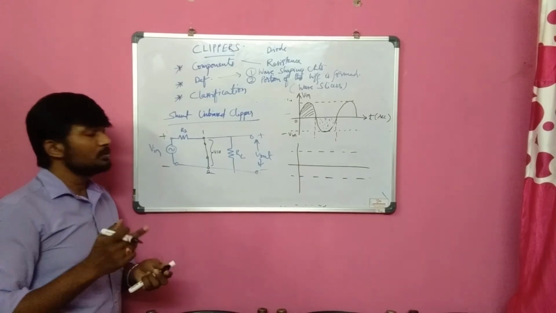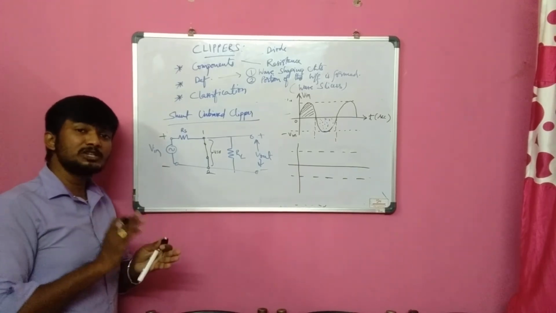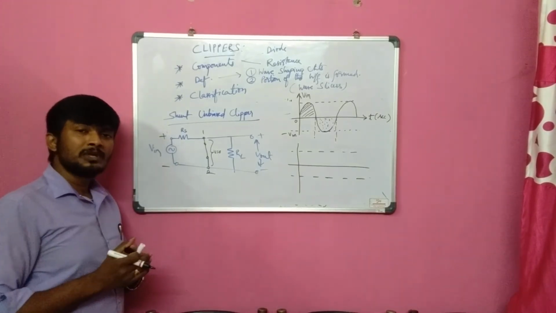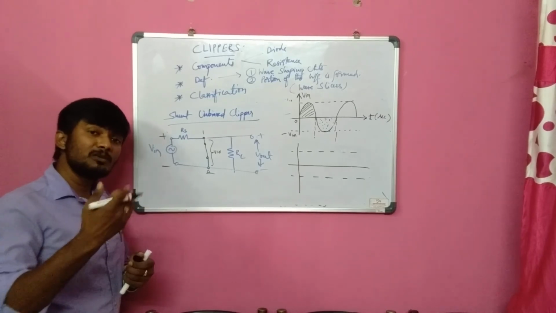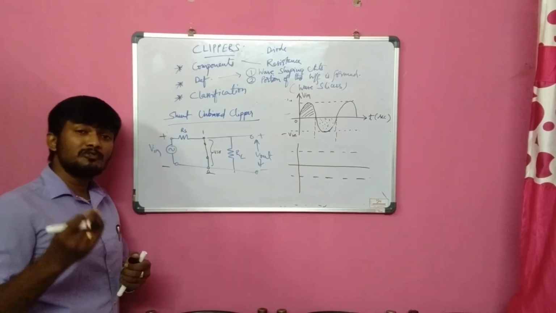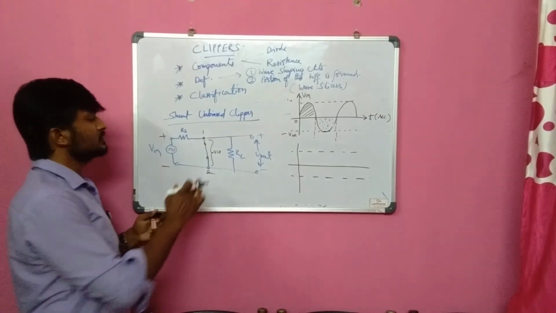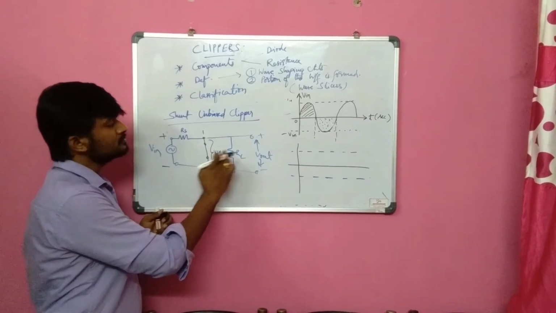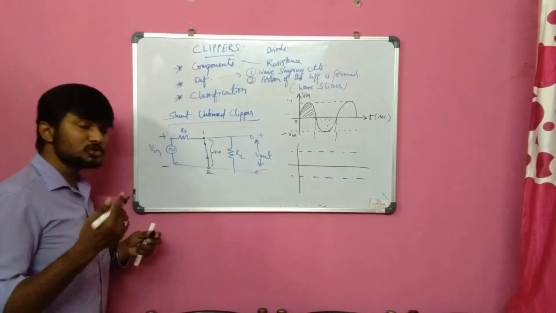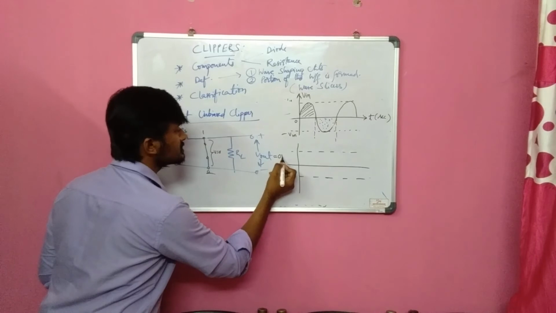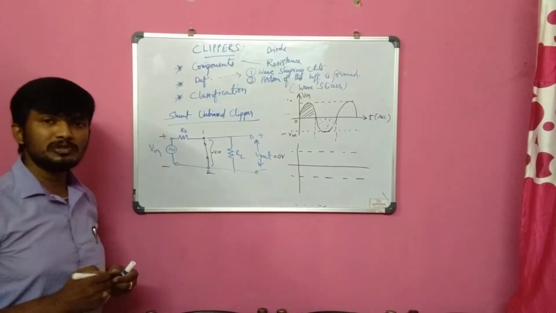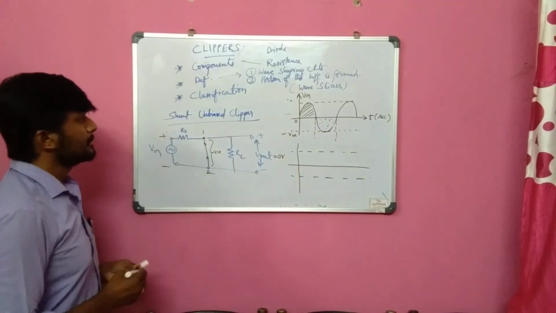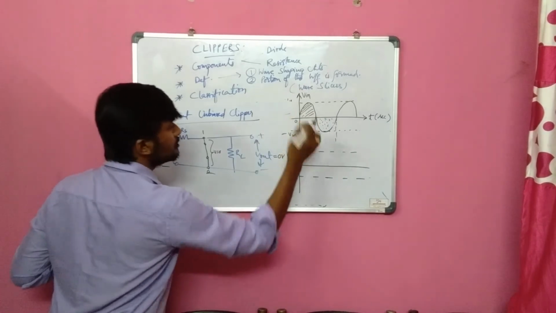One more important point: in a parallel connection the voltage is always equal, and in a series connection the current is always equal. So in this case, V equals 0 here, and definitely Vout will also be equal to 0 volts. So there is no output in the positive half cycle.